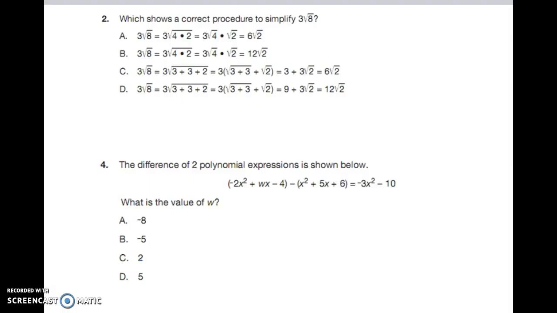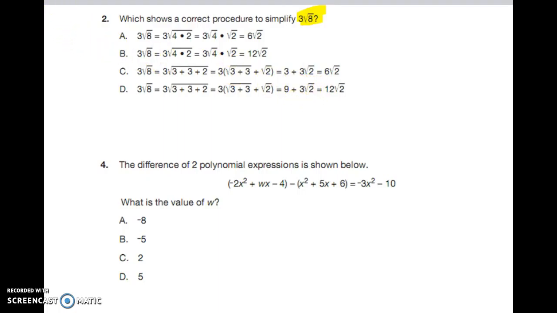So number 2 says, which shows a correct procedure to simplify 3 times the square root of 8. I know we've seen square roots before, but we really can't take the square root of 8. And if you do that on your calculator, you'll get a decimal. So doing the square root of 8 is really important. What we're going to do is look at what makes up the square root of 8.